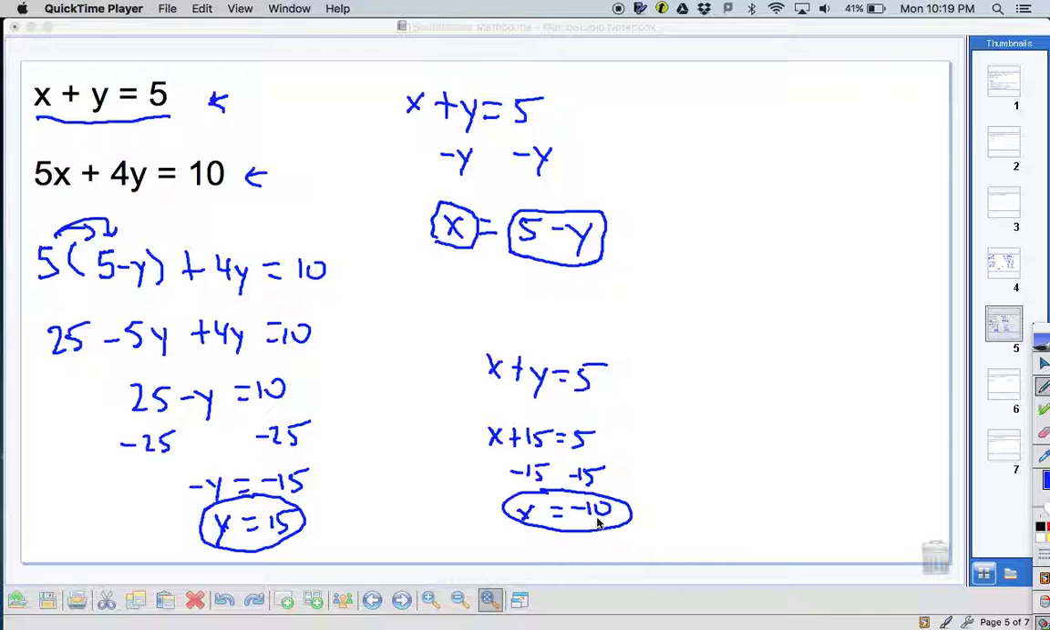So there's our answer. X is negative 10, y equals 15. As a point, you would have negative 10, comma 15. X before y, because points are always x comma y.